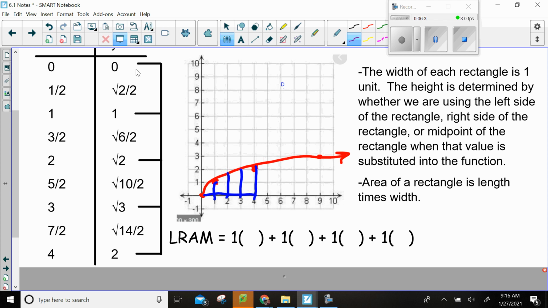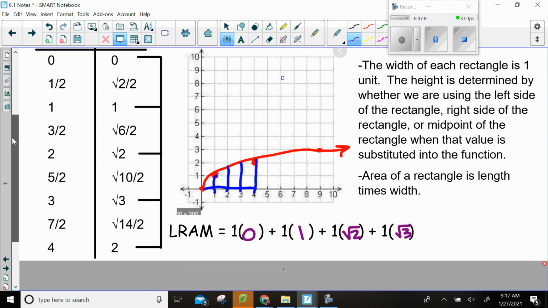This is your first rectangle, right? From 0 to 1, right here. Okay, the left side is 0. It's 0 high. So this guy is going to be 0. The next rectangle, the left side is 1. The next rectangle, the left side is square root of 2. And then the next rectangle is square root of 3.